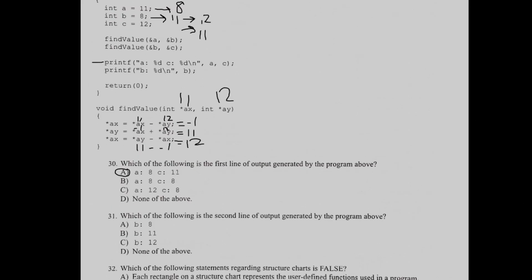And then 31, which of the following is the second line of output? It's going to be printing B, and we can see that B is going to be equal to 12. So 31, the correct answer is C.